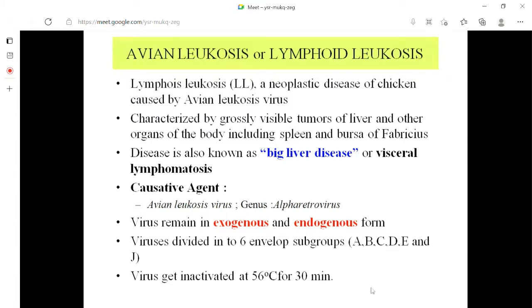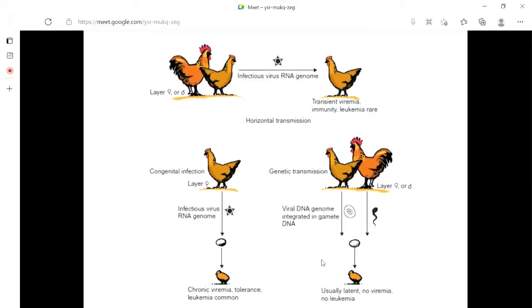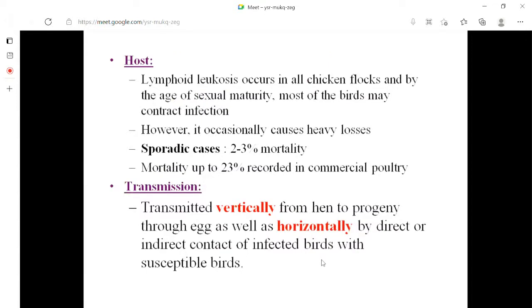Different subgroups of viruses were identified. They have a lot of antigenic dissimilarity. As a result, we don't have effective vaccines to control this infection. However, the good thing is that the virus is fragile in the environment and cannot survive for long. Once you inactivate the virus, it cannot cause disease and cannot survive for long outside the body.